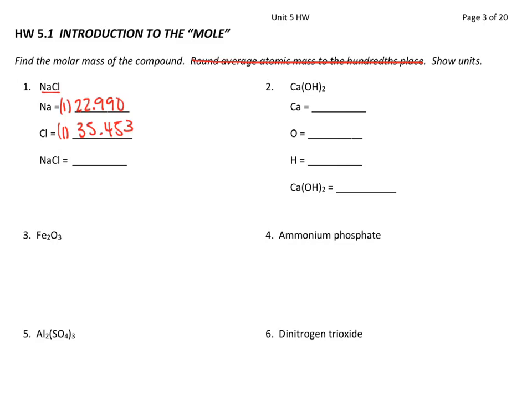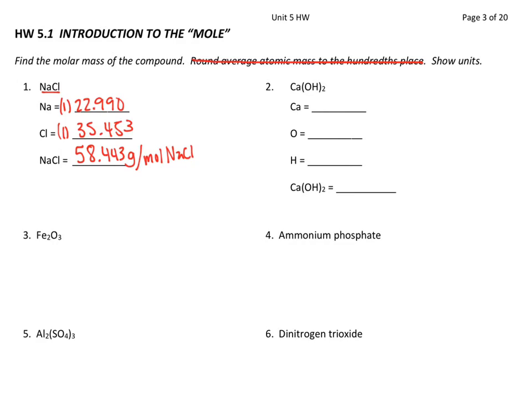Now my molar mass for sodium chloride, I have to add these, so it's going to be 58.443. And my unit for molar mass will always be grams per mole. In this case, we're talking about NaCl. Next, I have calcium hydroxide. Again, they're giving us the formula in this case. If they were to give us the name, then we have to figure out the formula, but we don't have to worry about that right now.